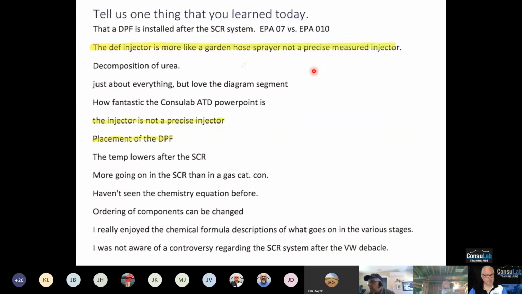Maybe these things stuck. I probably need to ratchet back a little bit on my comment that the DEF injector is more like a garden hose sprayer and not a precise measured injector. Let me qualify that by saying it is not the same as a high pressure common rail fuel injector that's injecting fuel at 30,000 psi.